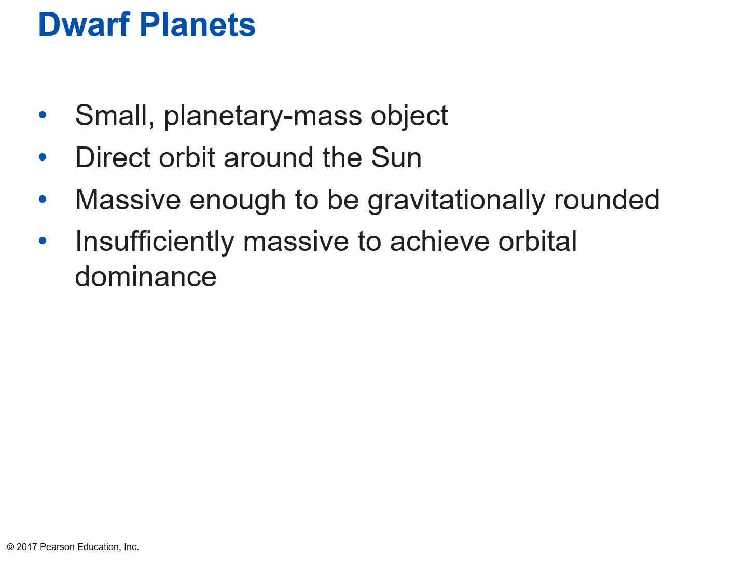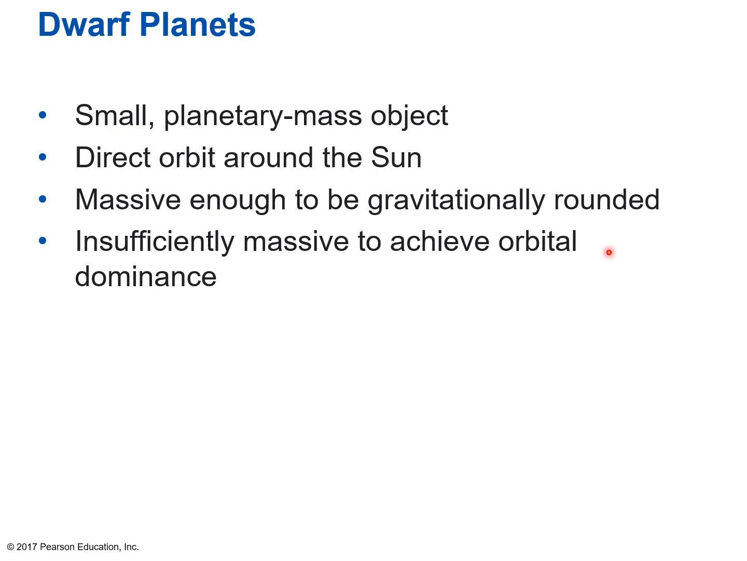That part of the definition would exclude Jupiter's moon Ganymede, which is actually larger than the planet Mercury. But it's not in direct orbit around the sun. It's in orbit around Jupiter, so that excludes it from being a planet. It is massive enough to be gravitationally rounded. So in the early formation of the solar system, these objects were massive enough to gravitationally pull themselves in to be round.